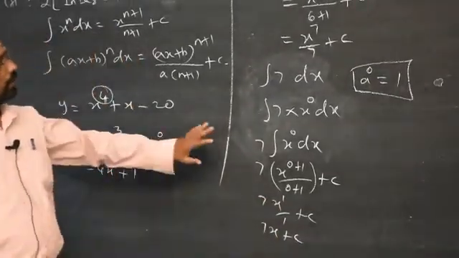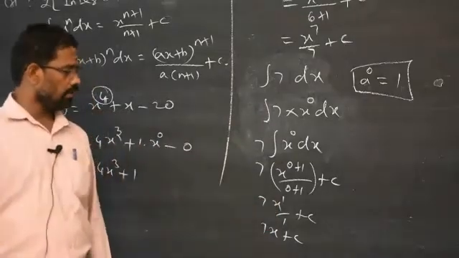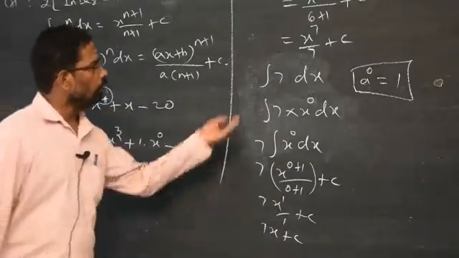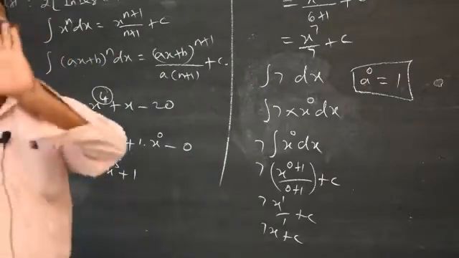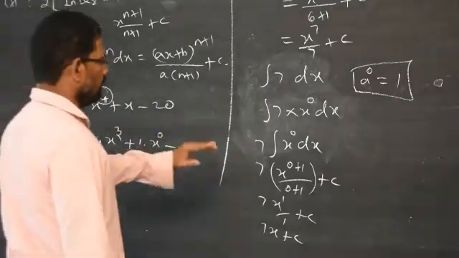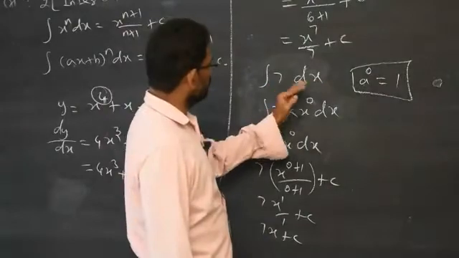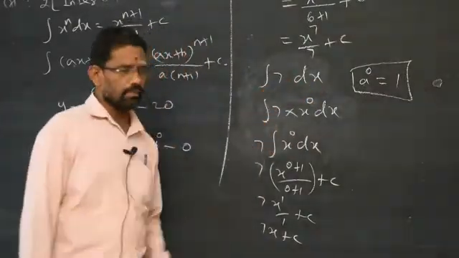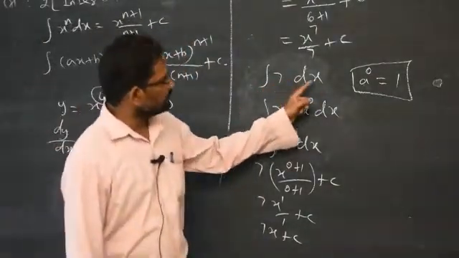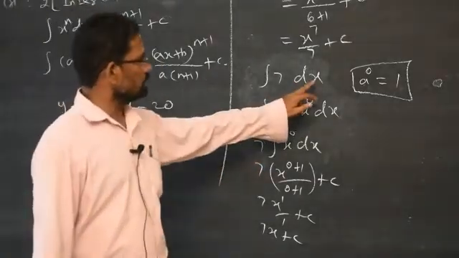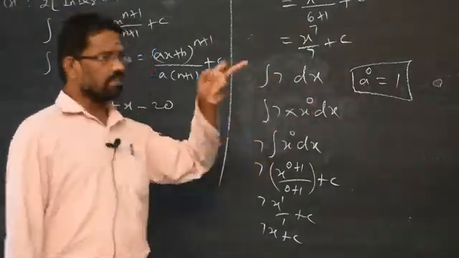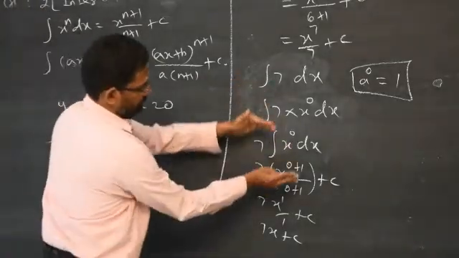Clear? So based on this concept, we will conclude that whenever you integrate any constant with respect to the variable, if you integrate with the x variable, then 7 will become 7x. If you integrate with respect to y, then 7 will become 7y. If you integrate the function with respect to z, the 7 will become 7z. Clear? This is the process.